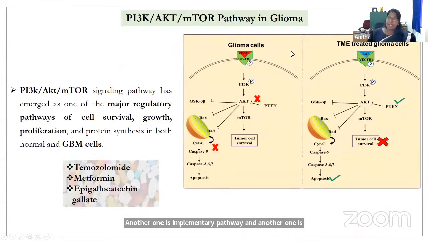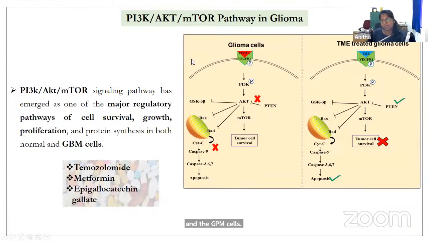First, coming to the PI3K mTOR pathway, this pathway has emerged as one of the major regulatory pathways of cell survival, growth, proliferation, and protein synthesis in both normal and GBM cells. For this particular combination of drugs and this particular cancer signaling pathway, we have chosen a triple drug combination of temozolomide, metformin, and EGCG.